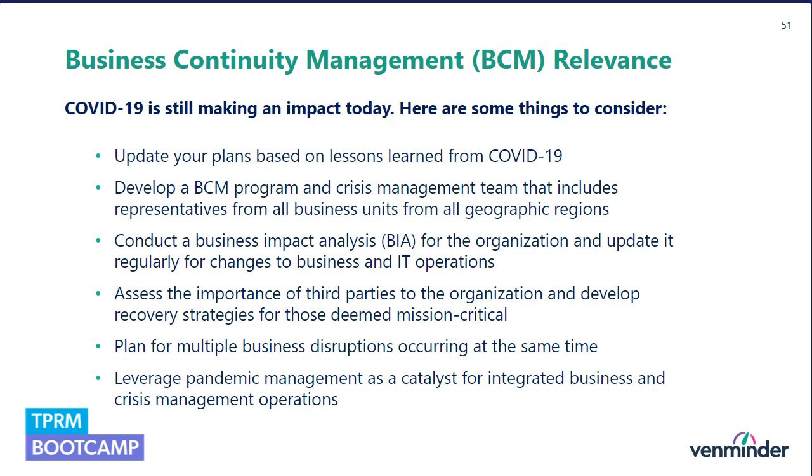Update your plans based on lessons learned from COVID-19. Develop a BCM program and crisis management team that includes representatives from all business units from all geographic regions. Conduct a business impact analysis, or BIA, for the organization and update it regularly for changes to business and IT operations. Assess the importance of third parties to the organization and develop recovery strategies for those deemed mission critical. Plan for multiple business disruptions occurring at the same time. And then finally, leverage pandemic management as a catalyst for integrated business and crisis management operations.